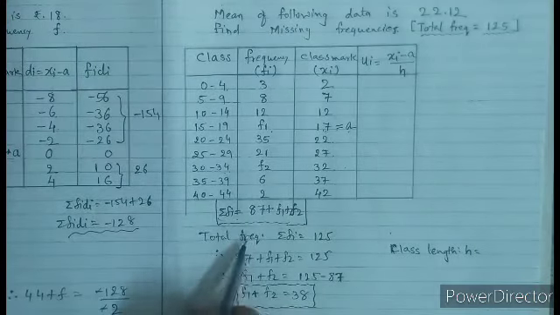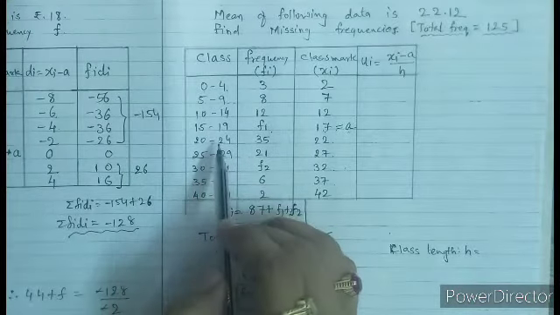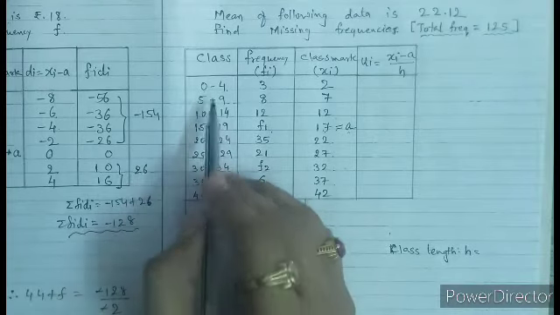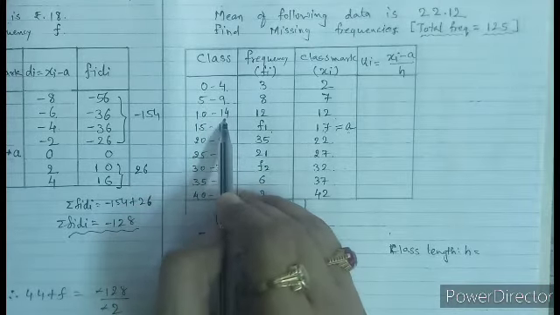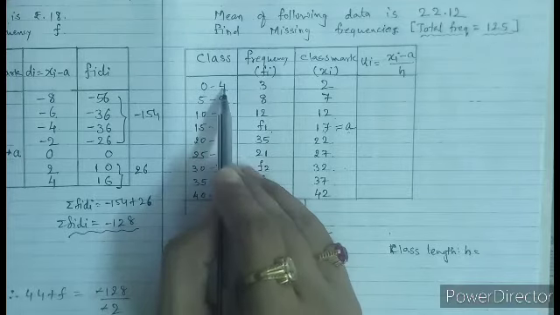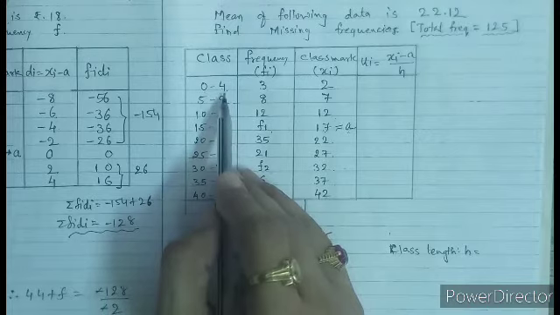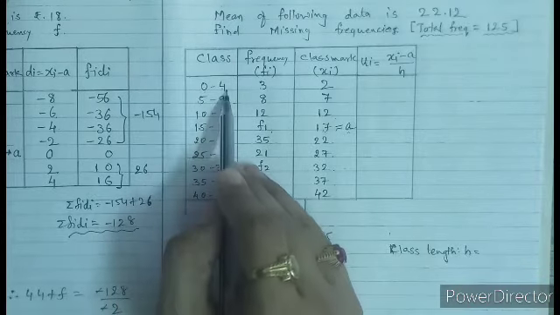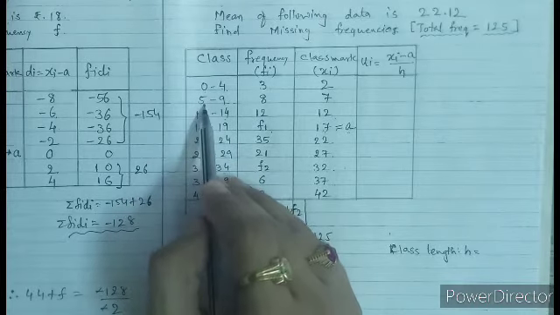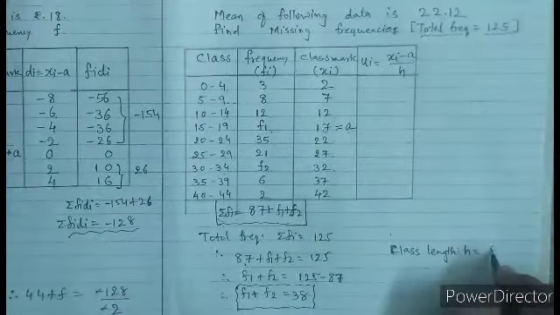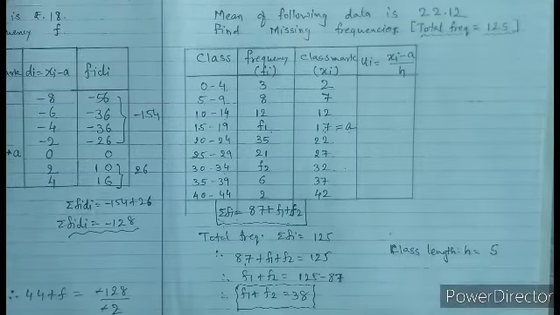Here in our data, the frequency distribution is not a continuous frequency distribution: 0 to 4, then 5 to 9, then 10 to 14. So if we want to get the class length, as we have seen in the previous episode, 4 minus 0, and there is a gap of one number. So 4 minus 0 is 4, plus 1 is 5. So here the class length is 5, h equals 5.